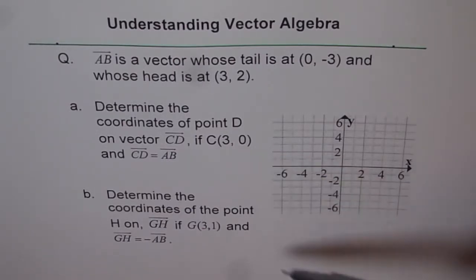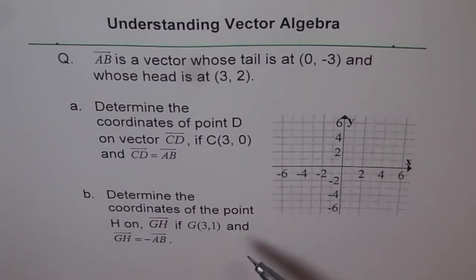AB. Part B of the question is, determine the coordinates of the point H on GH if G is 3, 1 and GH is minus AB. So make a note, it is minus AB, right? So these are the two questions for you. Have a good look at them and take your time to do it. If you have difficulty, you can get back to the previous video where we are talking of a similar thing. I want to make sure that you really understand the concepts as we move along, right?